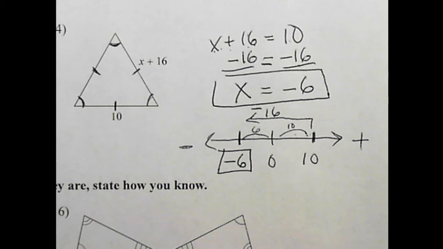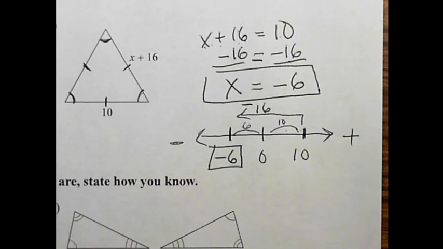I mean, if you're taking a test and you want to get the right answer, take literally 5 seconds and draw a number line. The answer is x equals negative 6.